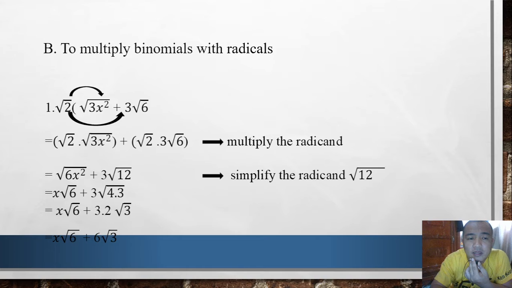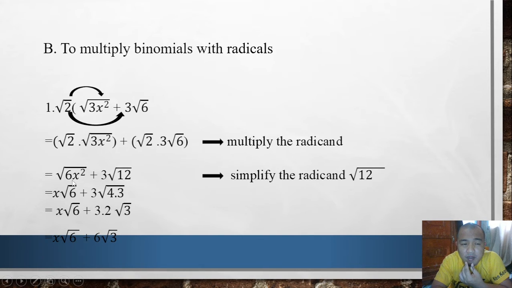So the binomial here is square root of 3x squared plus 3 square root of 6 multiplied to square root of 2. So that's it, distributive property of multiplication. Square root of 2 times square root of 3x squared plus square root of 2 times 3 square root of 6. Then you multiply it because they have the same index. Multiply the radicands. So square root of 6x squared plus 3 square root of 12.